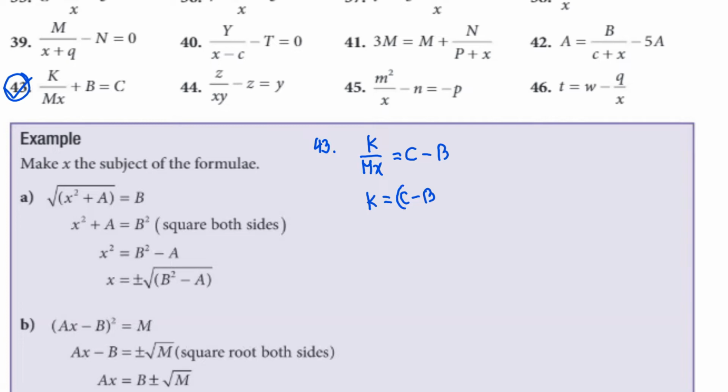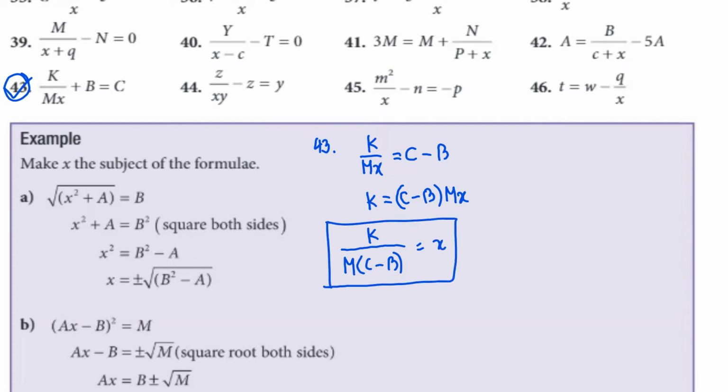If I make cross multiplication, mx, so all are in the multiplied form. If we want to separate it from m, then you can write the term k by m below and c minus b, and we can write this one as the answer of this question.